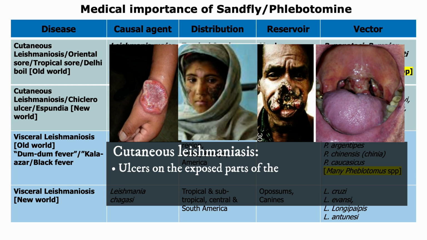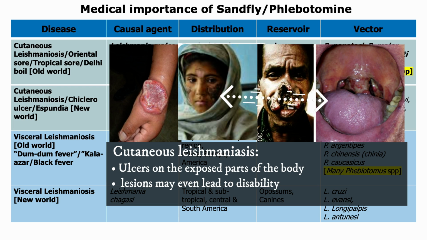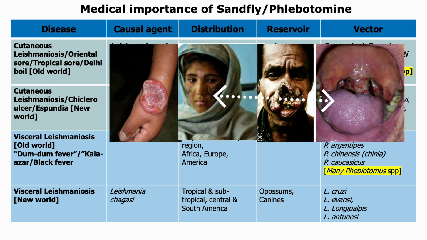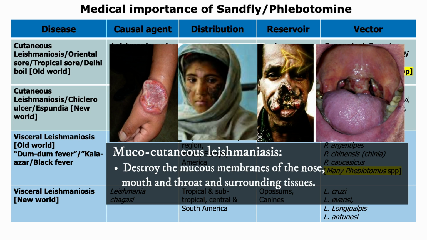Cutaneous leishmaniasis produces ulcers on the exposed parts of the body, such as on the face, arms, and legs. This lesion may even lead to disability. Mucocutaneous leishmaniasis produces lesions that partially or totally destroy the mucous membrane of the nose, mouth, throat, and surrounding tissues.